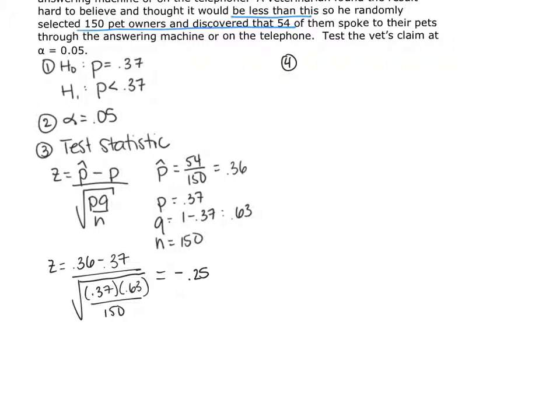Step 4, this is a left-tailed test. Because our alternative hypothesis is P is less than 0.37. Our rejection region is just going to be the left tail of that normal curve. And the area of that left tail is our level of significance, or 0.05.